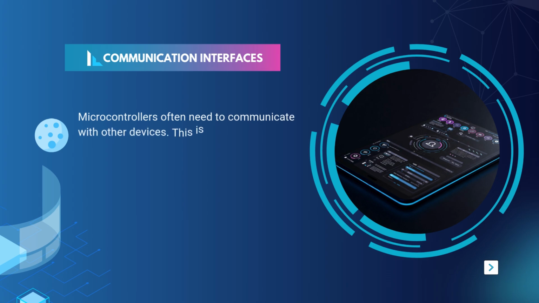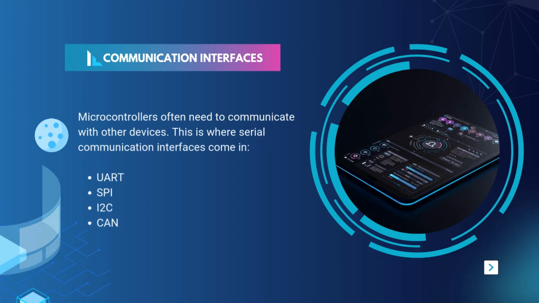Microcontrollers often need to communicate with other devices. This is where serial communication interfaces come in. UART for serial terminals. SPI for high-speed communication with peripherals. I2C for connecting multiple devices with just two wires. CAN in automotive systems. These interfaces allow microcontrollers to work in networks or with sensors, displays, and external memory.